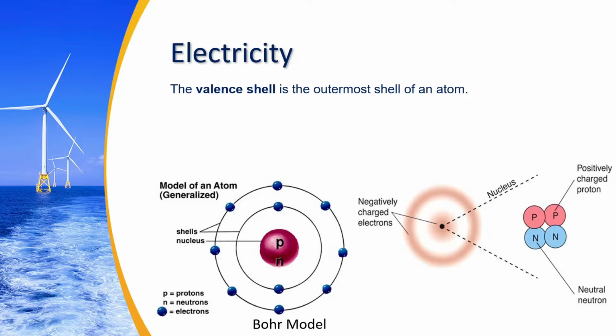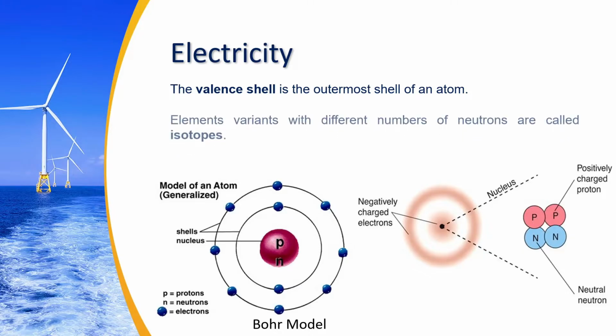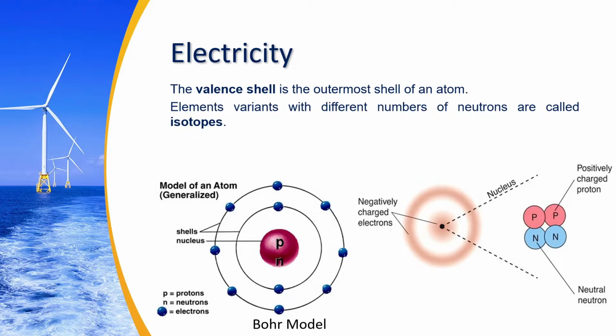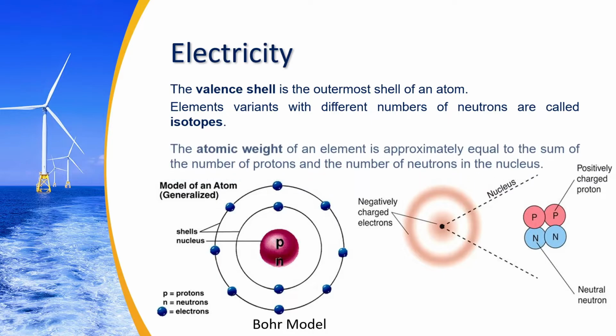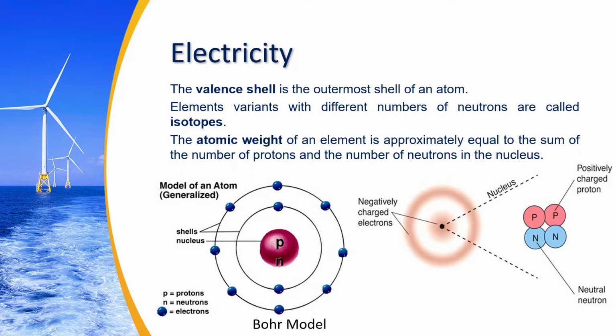So atoms of one element all have the same number of protons, but can have different numbers of neutrons and electrons. So, yung tawag na yun is isotopes. So, elements variants with different numbers of neutrons are called isotopes. So, the atomic weight of an element is approximately equal to the sum of the number of protons and the number of neutrons in the nucleus.